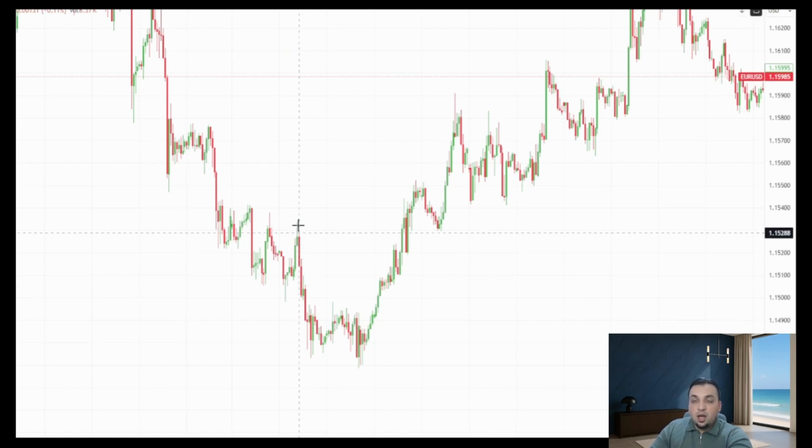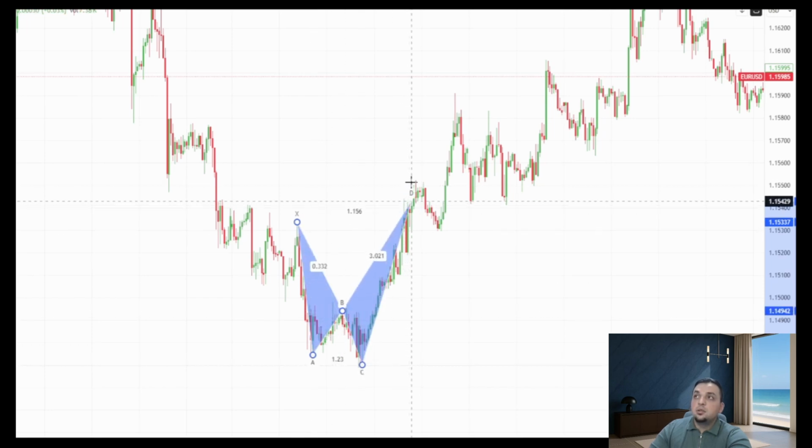It's a W pattern. If you remember correctly, a W pattern indicates a bearish movement. So we have X to A, A to B, B to C, and C to D. Okay, I'm gonna change the color.